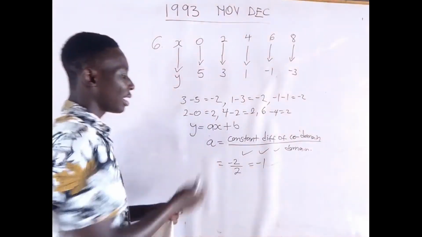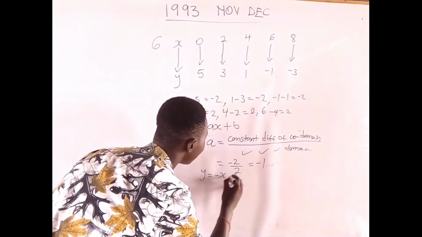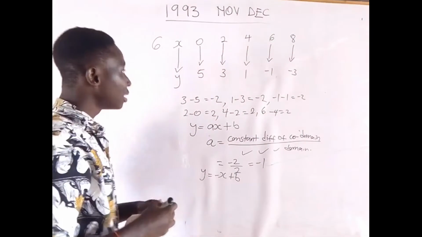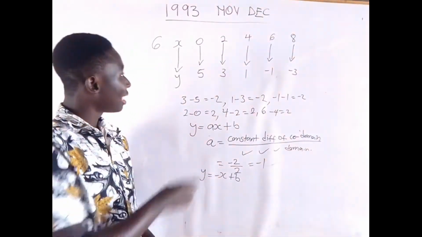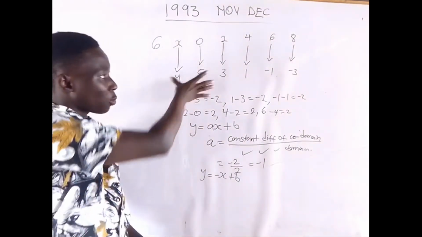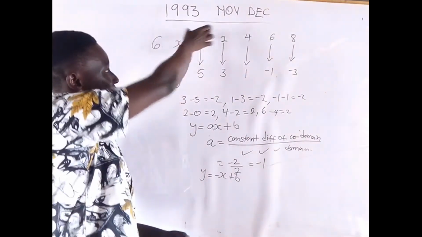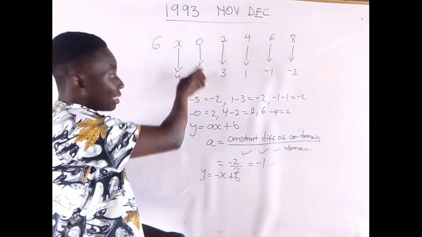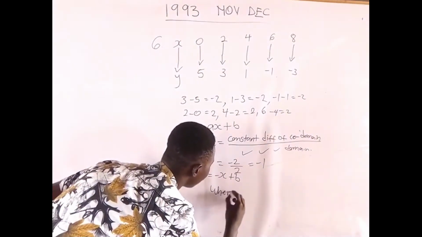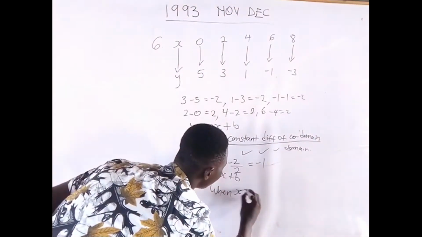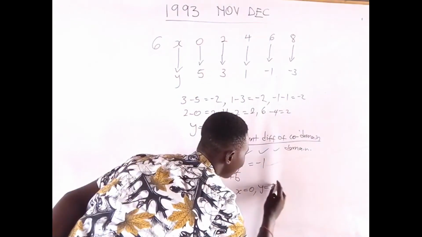So you're going to replace it over here. So y will be equal to negative x plus b. Now you come straight to the mapping and then take an x value and its corresponding y value. So let's say when we take 0, we are going to take its corresponding y value, which is 5. So when x is equal to 0, y also is equal to 5.